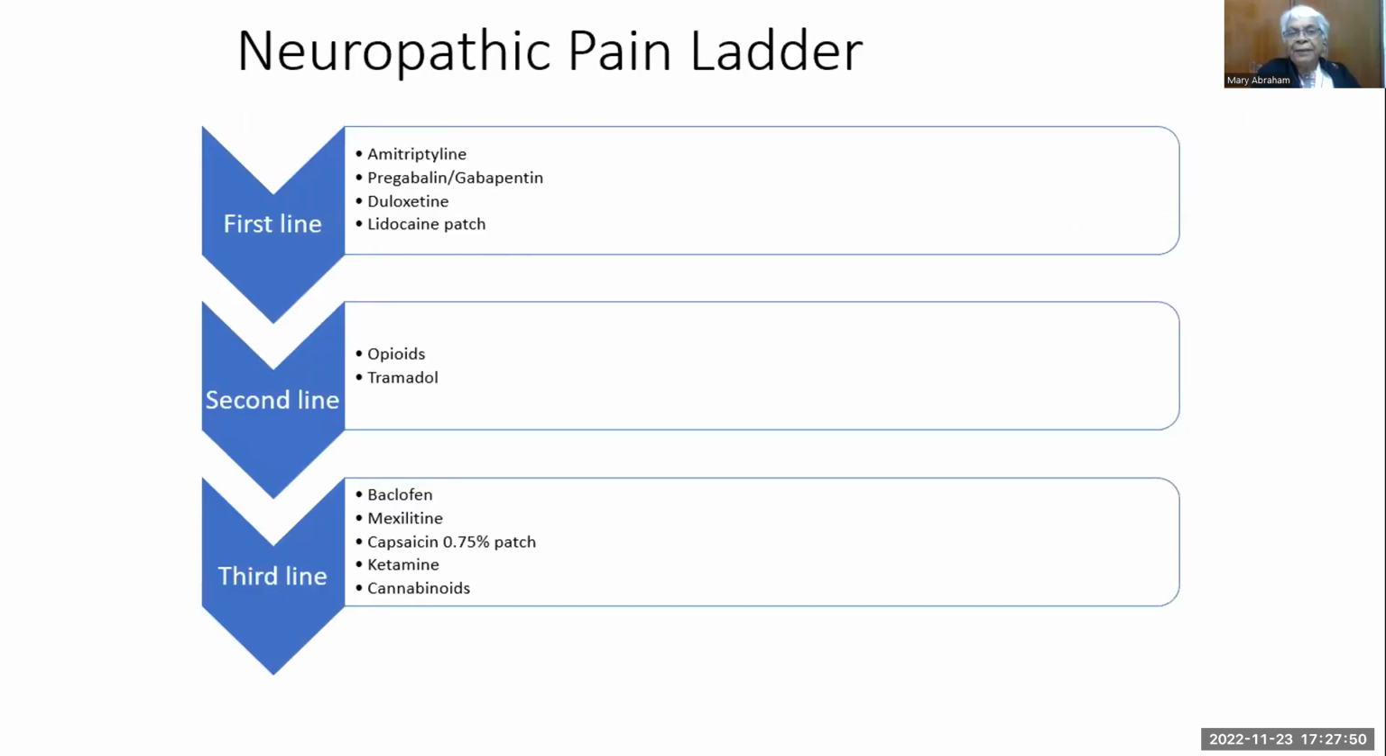So if you look at the neuropathic pain ladder, the first line treatment of neuropathic pain is amitriptyline and pregabalin and gabapentin. Okay, that is the antidepressants and the anticonvulsants. SNRI like duloxetine is very good, and a lidocaine patch. The second line of treatment are opioids, especially methadone and even tramadol, because I told you how it acts for neuropathic pain. That is, it acts by activating the descending inhibitory pathway of pain because of its serotonin norepinephrine reuptake inhibitor action. And then third line treatment are baclofen, mexiletine, capsaicin patch, ketamine, and cannabinoids.